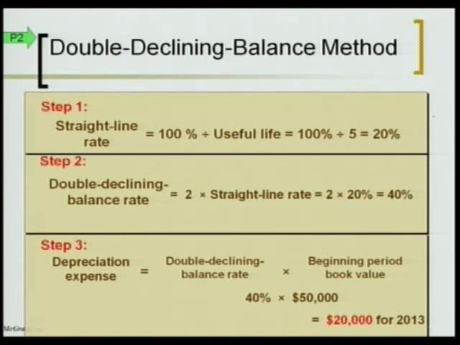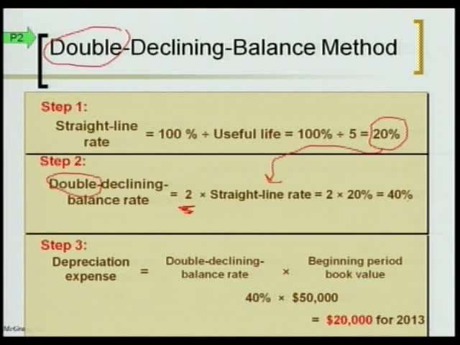Now, do you remember when we did that at that one slide? You just take 100% divided by the useful life, and that gives you your straight line rate. So in this case, it's 100% divided by the 5-year useful life of the asset we've been talking about. So our straight line rate is 20%. Then we take that 20% and multiply it by 2 because we are learning the double declining balance method. And that gives us our double declining balance rate. Okay? You with me so far?